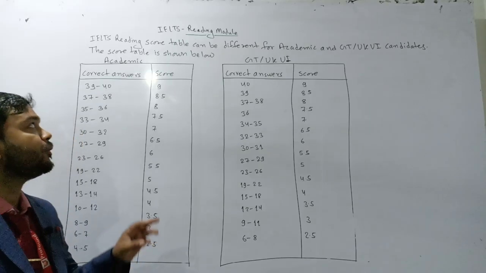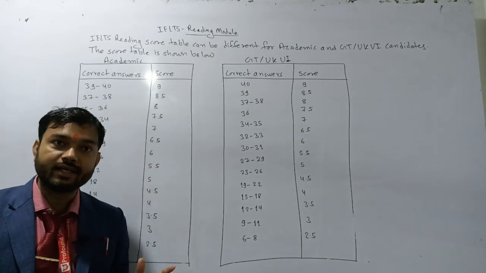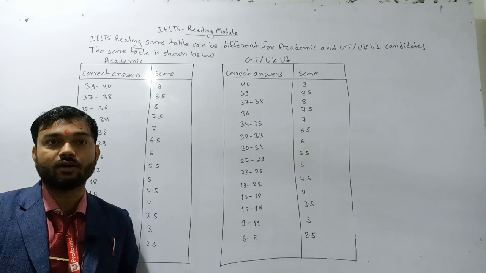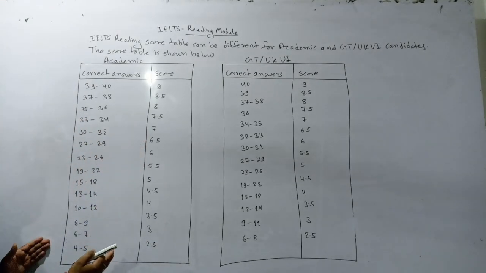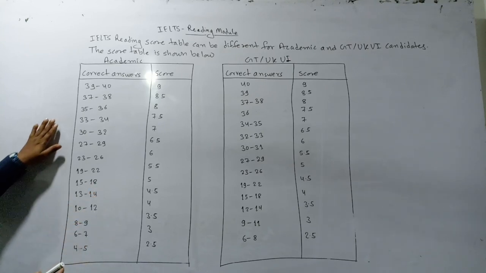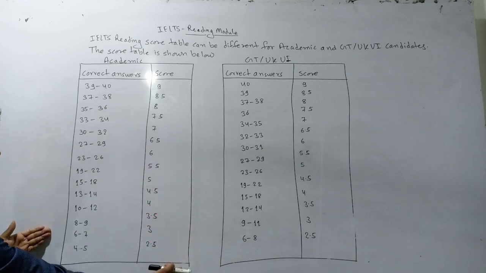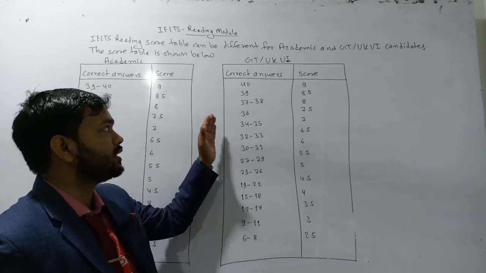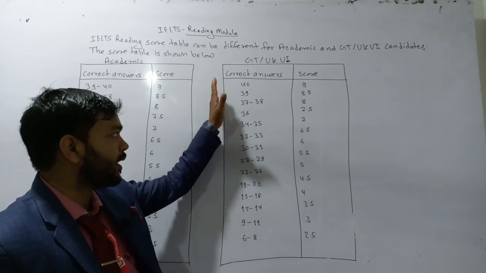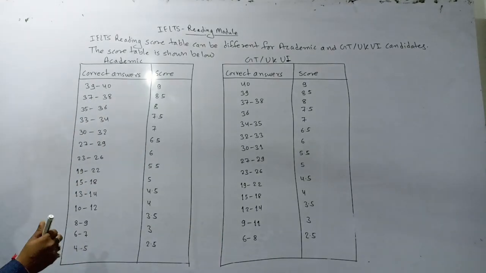Welcome back. Now we are going to talk about the score table of academic IELTS and for GT or UKVI IELTS. Academic students, those who are preparing for further education abroad, should learn this table. And those who are applying for a working permit or working visa for GT or UKVI have to watch the other table. Let's go from this academic box first.